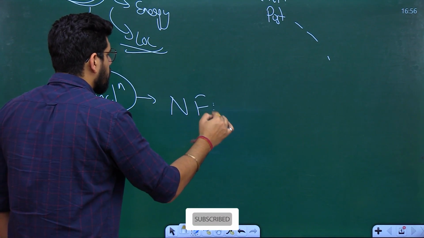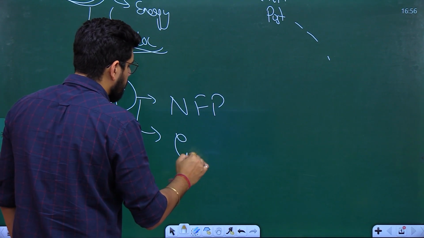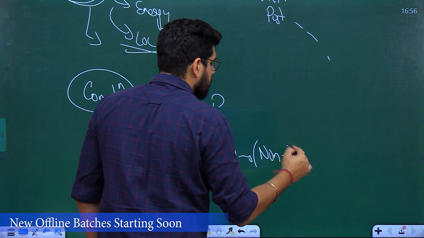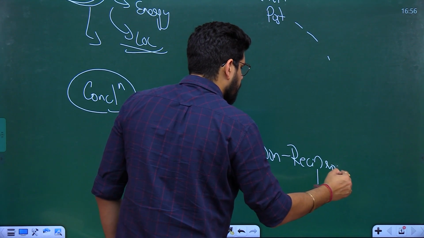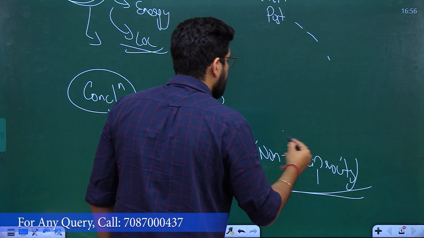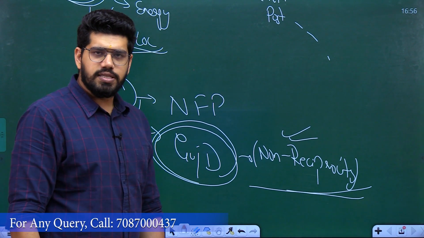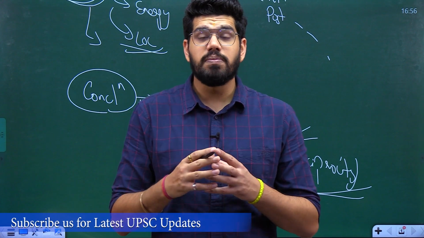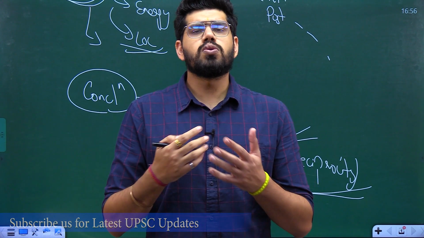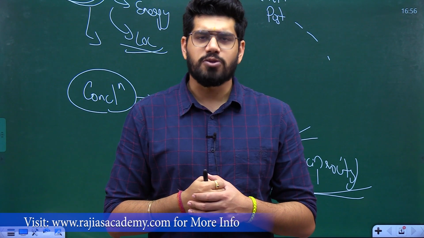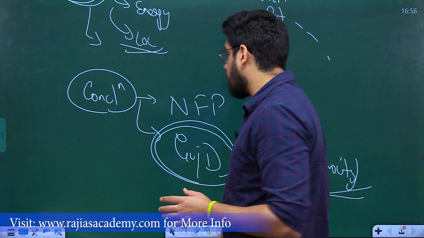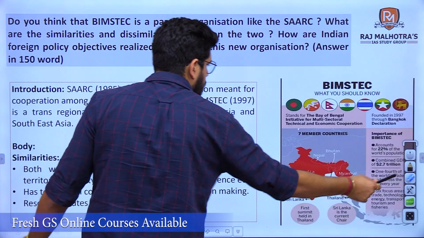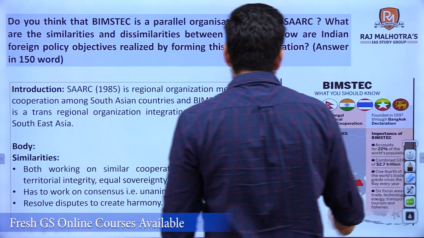The second thing you can talk about is the Gujarat Doctrine. The Gujarat Doctrine emphasizes the idea of non-reciprocity. This non-reciprocity becomes a very important conception of this particular answer. So you could have concluded that for India, neighborhood first has been a very pragmatic and primary approach, and secondly, the Gujarat Doctrine, which talks about non-reciprocity. So this could have been your answer to this question. This became a very important and easy understanding of this question. The second question was related to BIMSTEC.